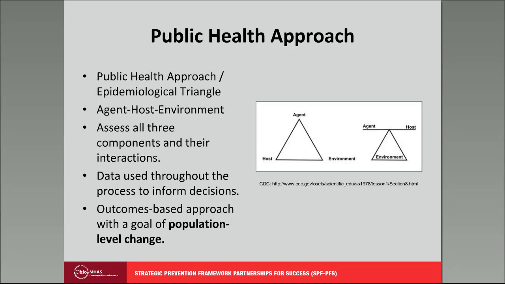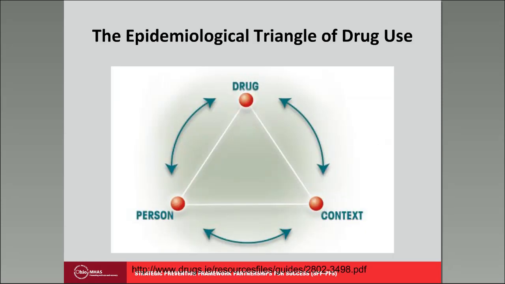In the public health approach, we learn that if we want outcomes, we need data, and we can see that in the SPF. We can also think of the agent-host-environment relationship as it relates to substance abuse. In the application of the epidemiological triangle, one would consider the drug as the agent of exposure, the host as the individual taking the drug, and the environment as the setting of exposure.